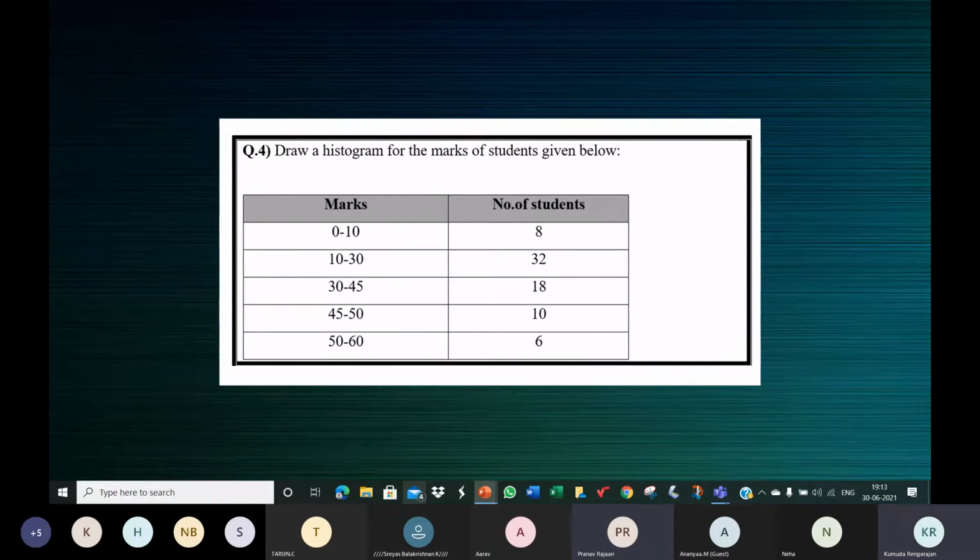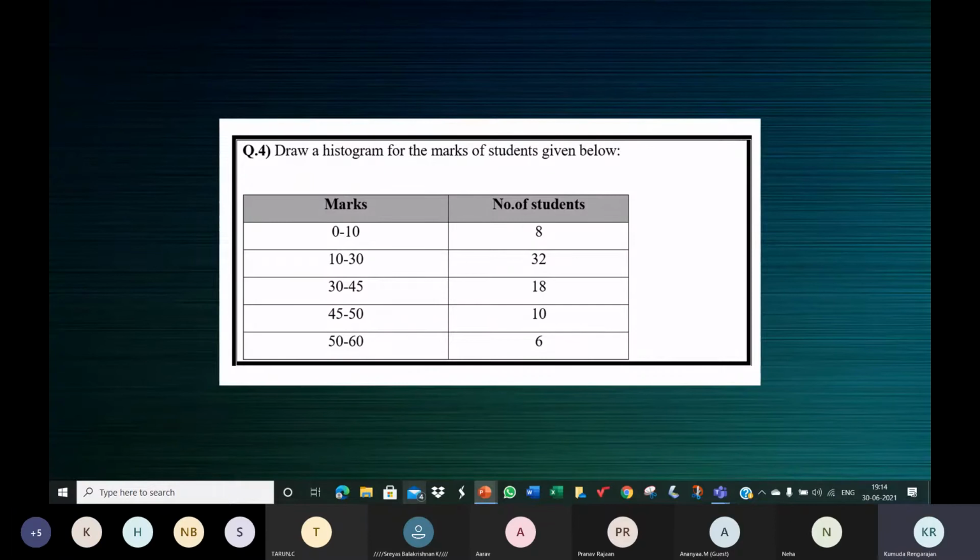I was talking about whether the class intervals are continuous or not. Children, are the class intervals continuous? Yes, ma'am. The class intervals are continuous: 0 to 10, 10 to 30, 30 to 45, 45 to 50, and 50 to 60. Is the class size uniform? No, ma'am.